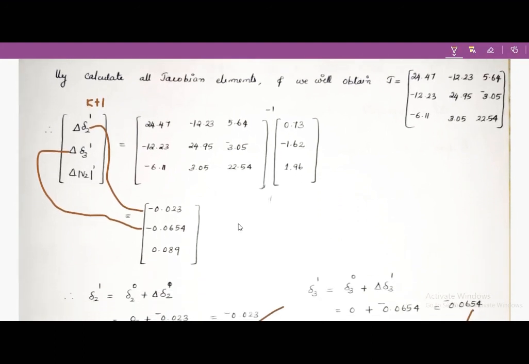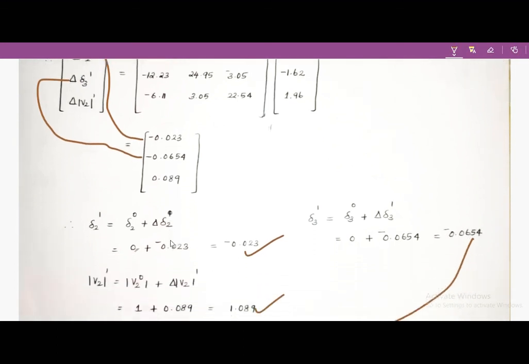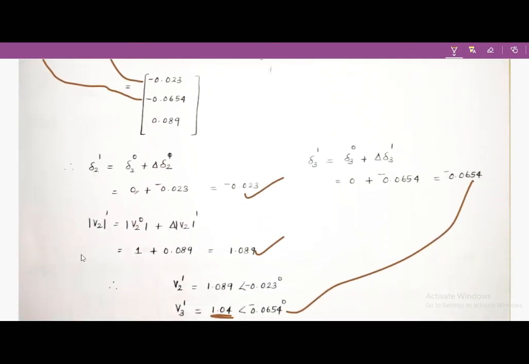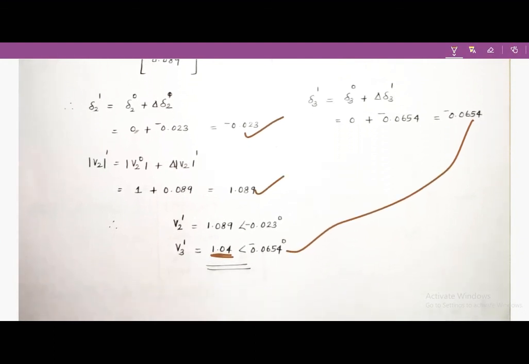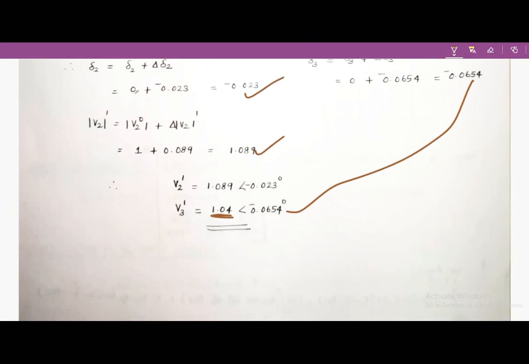So this is not your final answer. In this answer you will be getting only the change in magnitude as well as the change in angle, and from that you will be calculating what is the original angle and what is the original magnitude. And likewise we can complete the Newton-Raphson method, and this is mainly based on the mathematical equation that we have derived.